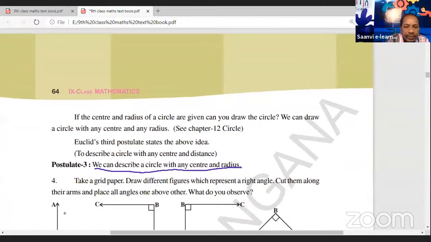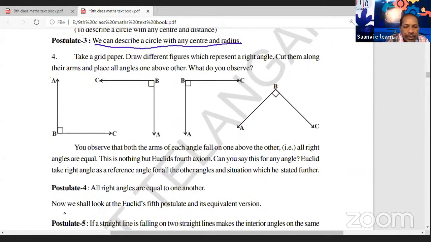And next, postulate 4. All right angles are equal to one another. So if we draw a right angle, a right angle means it is equal to 90 degrees. To draw the right angle anywhere, it is equal to one another.